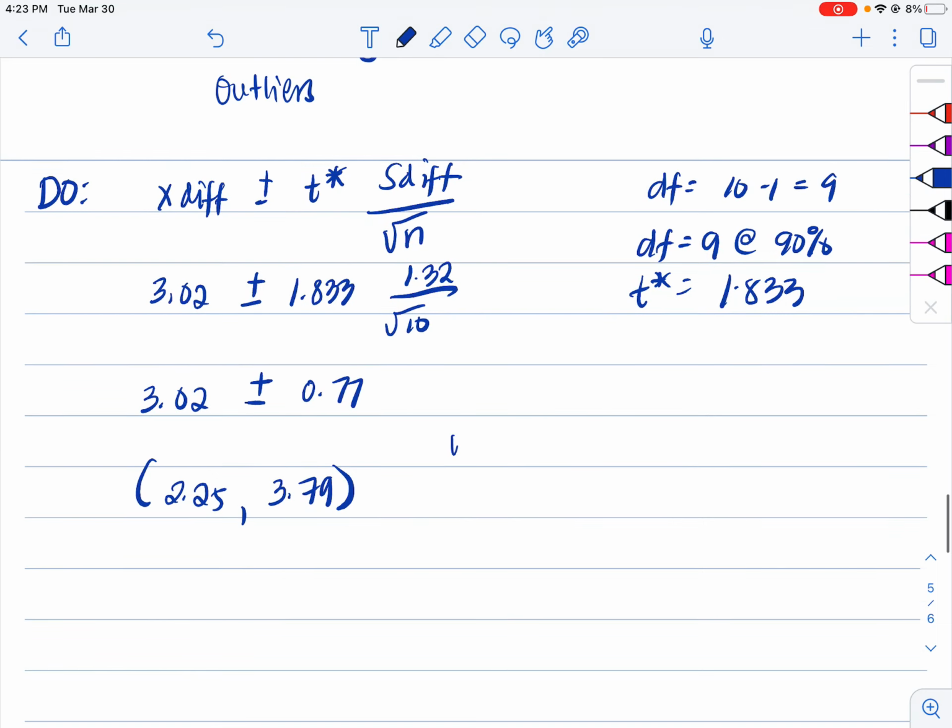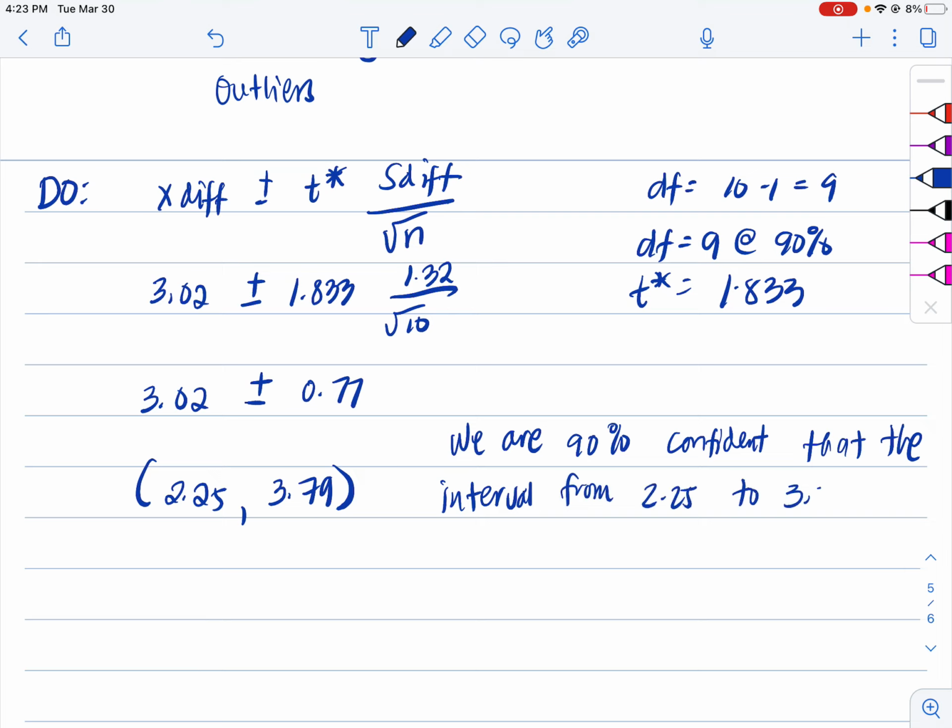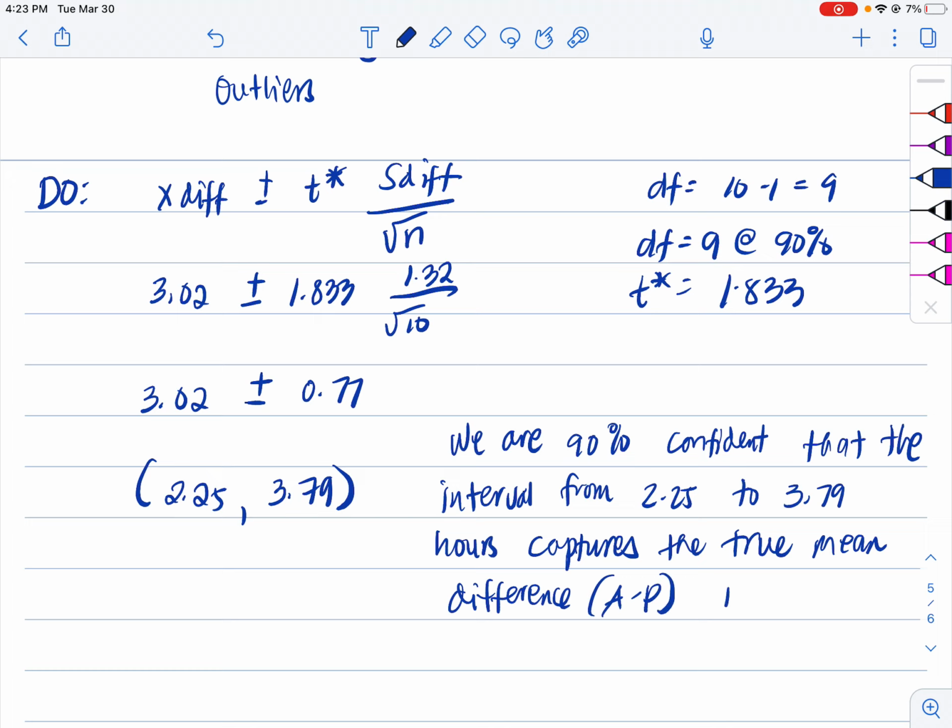So, conclusion: we are 90% confident that the interval from 2.25 to 3.79 hours captures the true mean difference A minus B in time spent online by students.